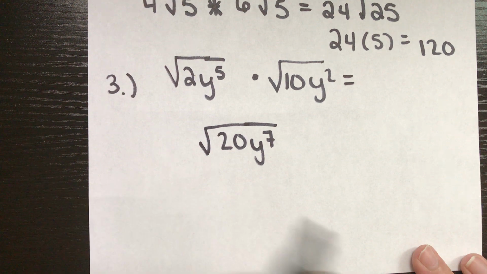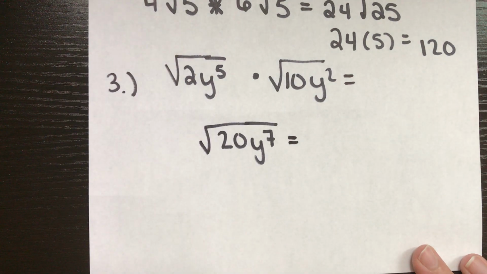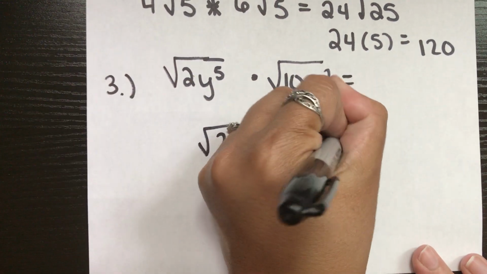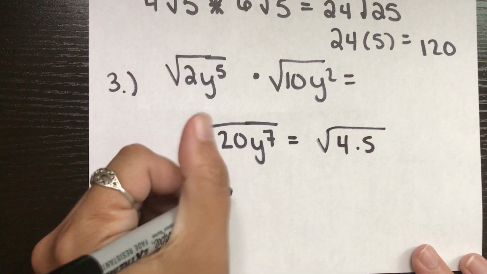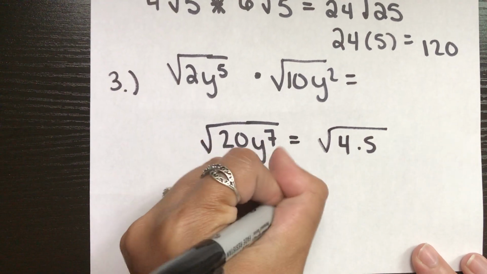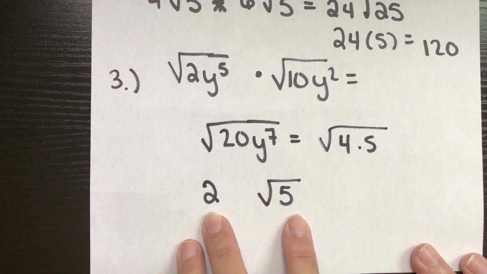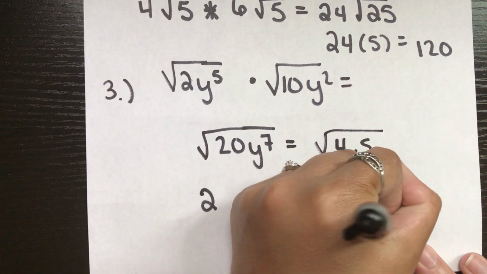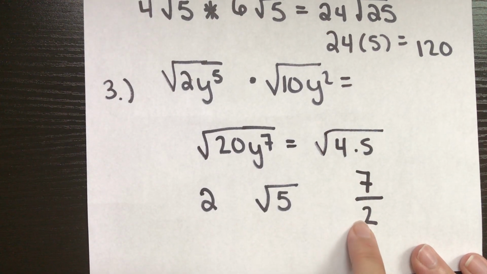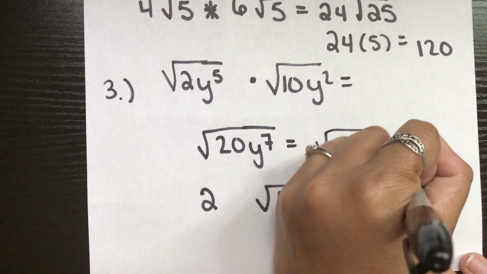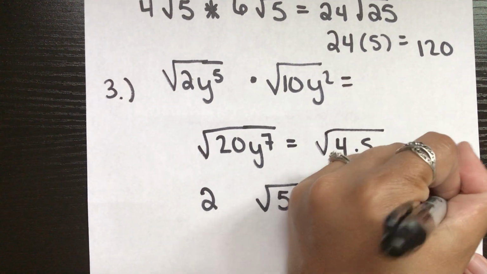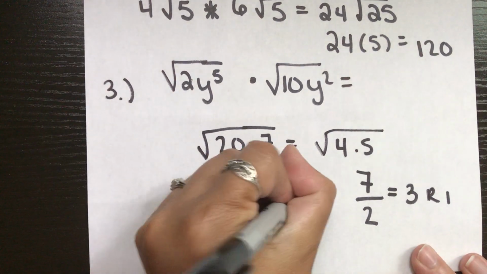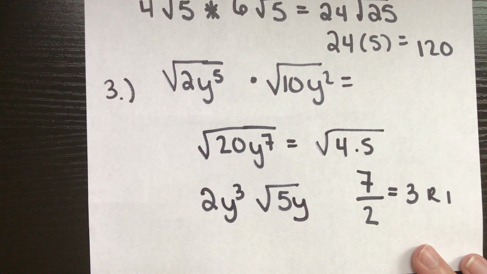Now that I've multiplied this and I end up here, I want to look at this and see what I could do to it to maybe simplify it further. I know that 20 is 4 times 5. So 20 can be rewritten as 2 with a 5 under the square root still. I also know that I can take out some y's because I have 7 y's and an index of 2. So exponent divided by index, 7 divided by 2. It goes in 3 times with a remainder of 1. So I can take out y to the 3rd power and put back under the root a single y variable.